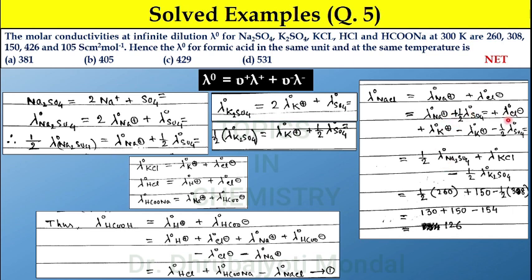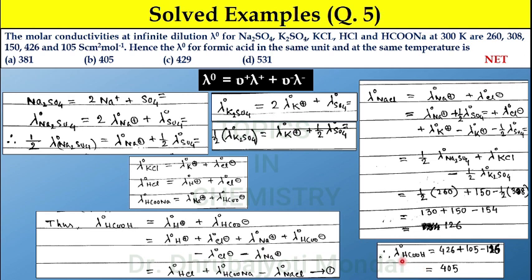Okay. Therefore, from that equation you can write that is equal to half lambda 0 of Na2SO4, because you can see lambda 0 Na plus plus half lambda 0 SO4 2 minus is equal to half lambda 0 Na2SO4, plus lambda 0 of KCl minus half of lambda 0 of K2SO4. Now that is equal to half into 260. Lambda Na2SO4 is given, you can see that is equal to 260, plus lambda 0 of KCl that is equal to 150 minus half lambda 0 of K2SO4. K2SO4 means that is equal to 308. So put the value, you can get lambda 0 NaCl that is equal to 126.